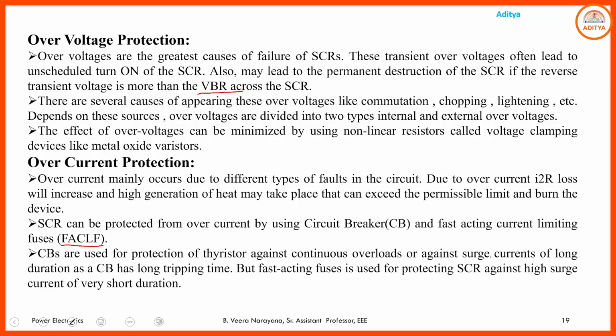And the circuit breakers are used for protection of the thyristor against continuous overloads or against surge currents of long duration, as the circuit breakers have long tripping time. But fast acting fuses are used for protecting the SCR against the high surge current of very short duration.